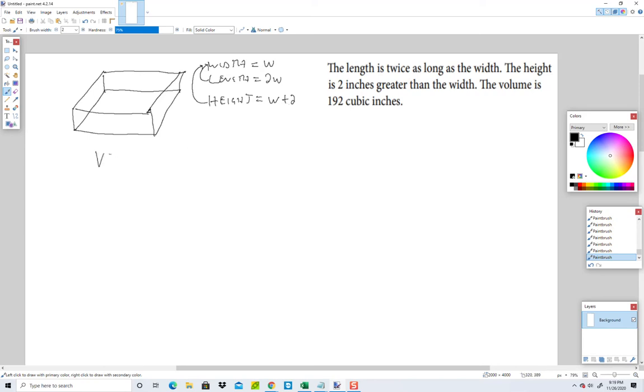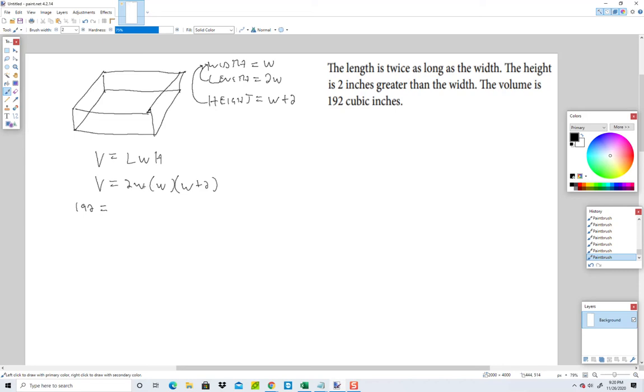Now your volume is equal to your length times your width times your height. This time I didn't even have to label these. Sometimes I do, it helps me to see it better. Volume is equal to length, which is 2W, times W, times H, which is W plus 2. The volume is 192, so 192 equals this.